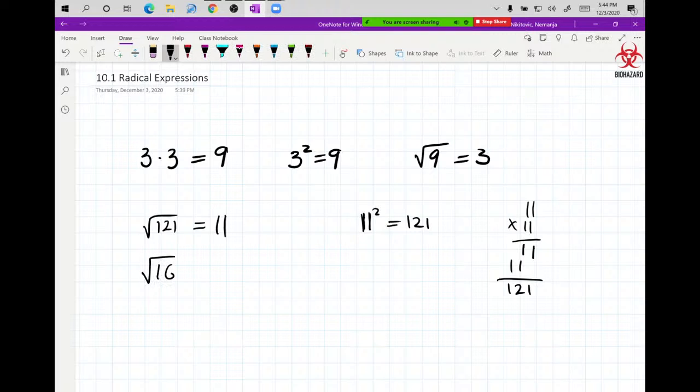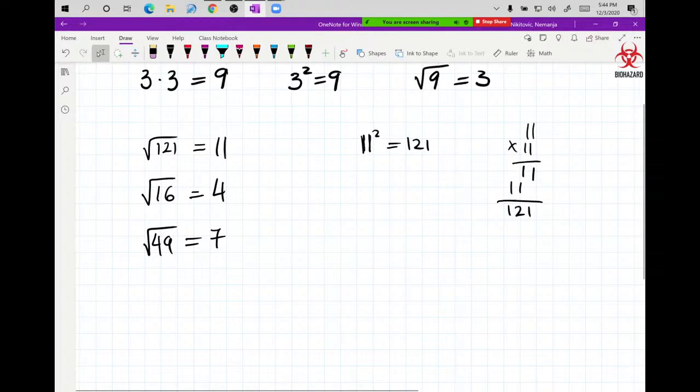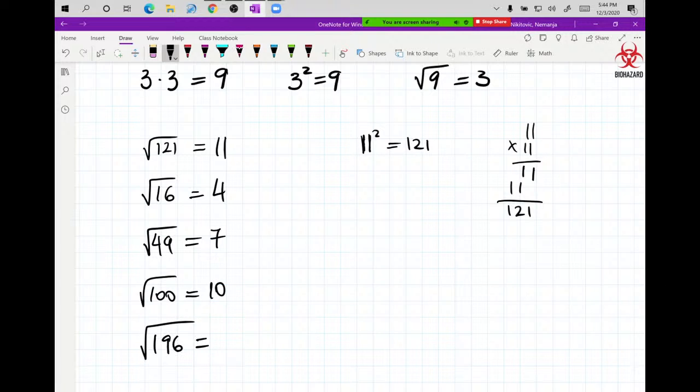So how much is the square root of 16? 4. Perfect. Square root of 49? 7. Awesome. Square root of 100? 10. Square root of 196? Ooh, you lost me. No, it's 14. So it's 14.